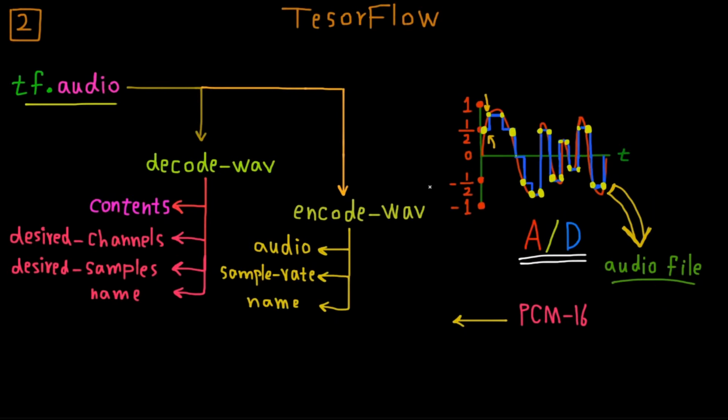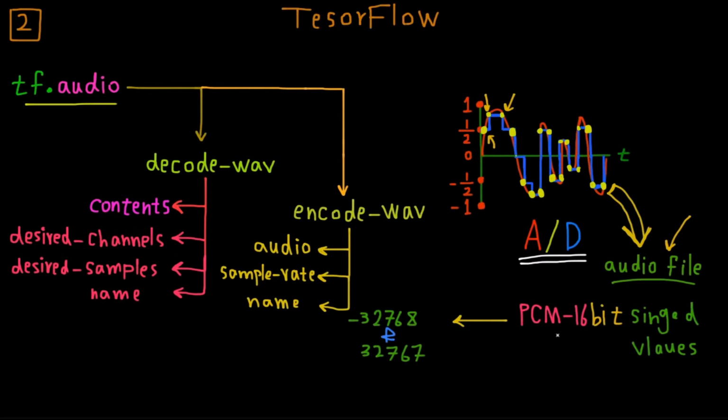Before we go further, you should know that the sampling frequency or sample rate should be greater than the maximum frequency in this audio signal. Now we have this audio file which has many values. Each one of these values is represented in 16 bits. The range of these PCM 16-bit signed values is from minus 32,768 to 32,767. After we learned all these basics, let's go back to the audio module.